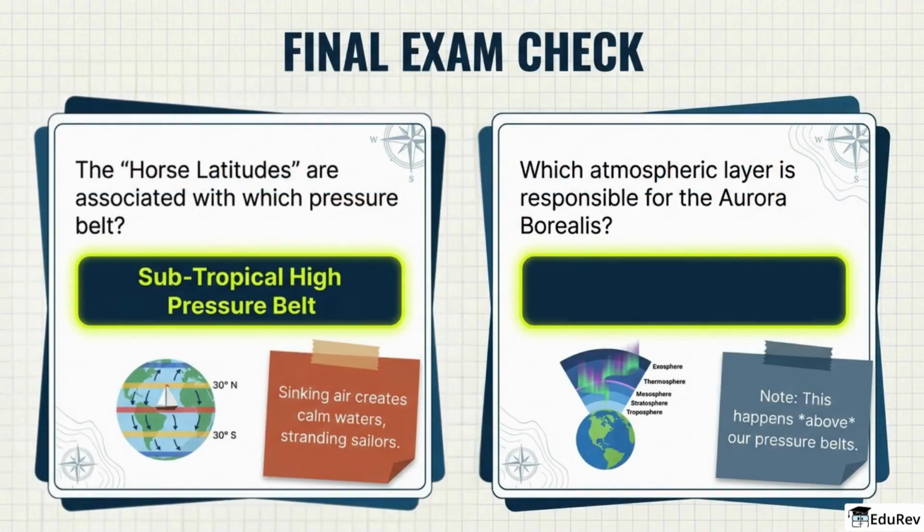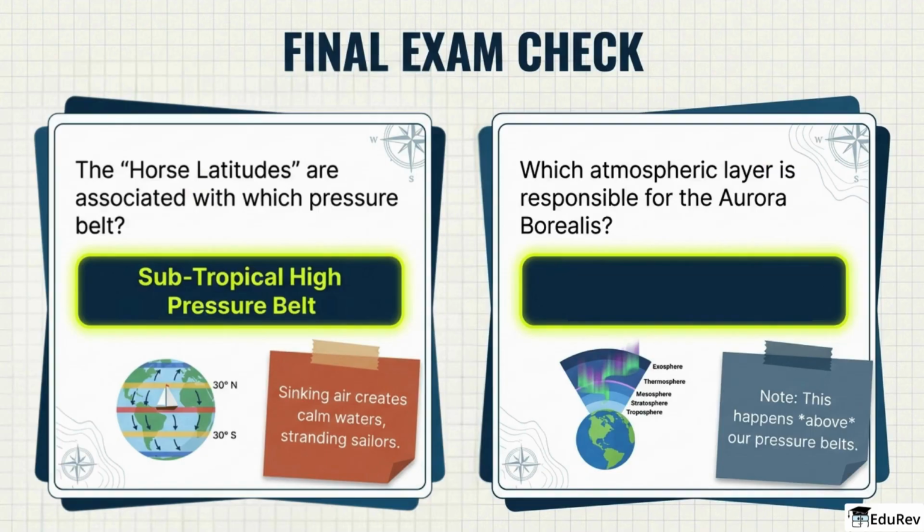Now, final exam filter. Horse latitudes are associated with which belt? Subtropical high pressure belt, around 30 degrees, not the equator. If you mix up 0 degrees and 30 degrees, you lose an easy question.